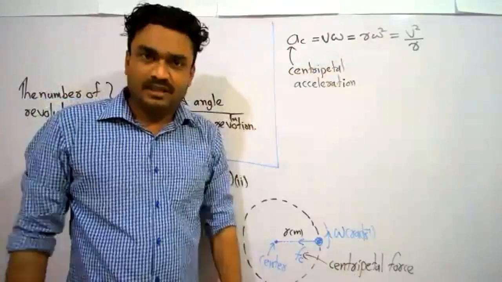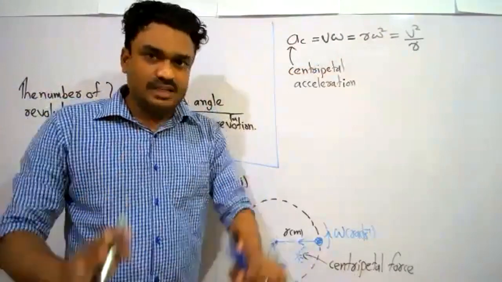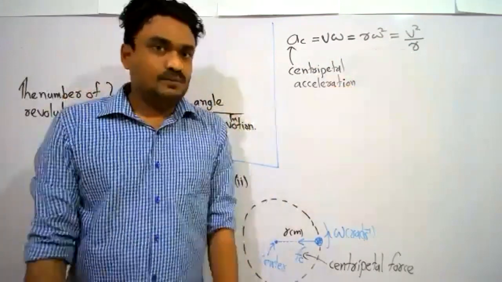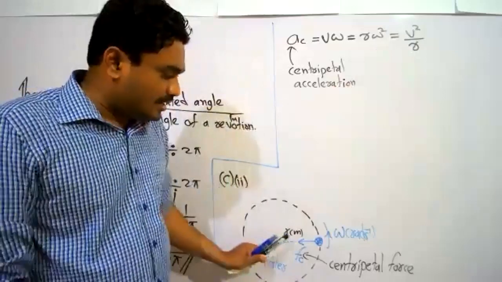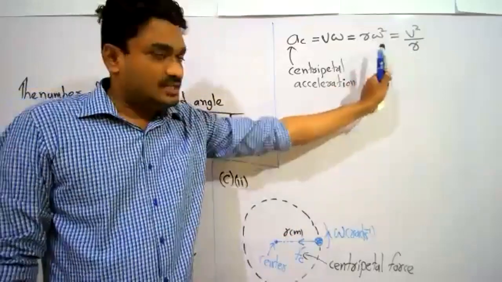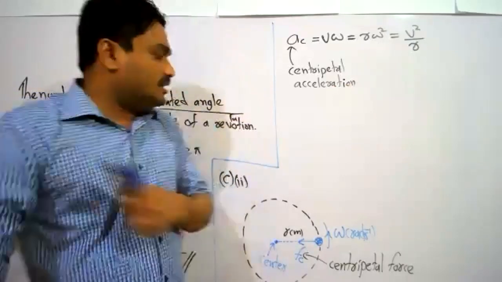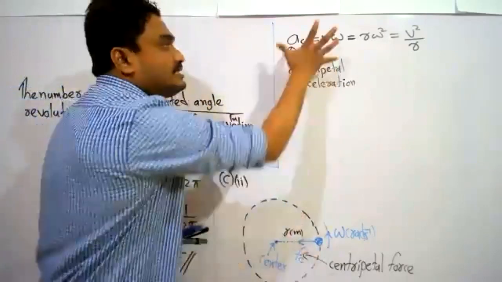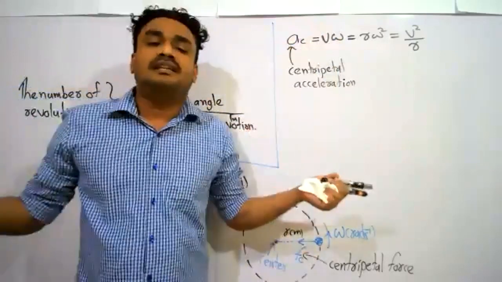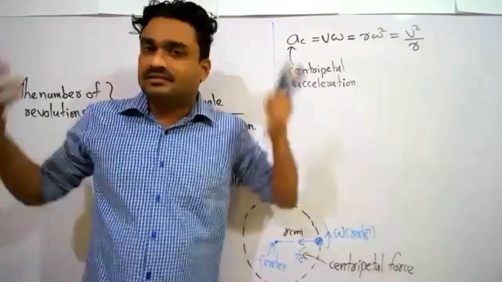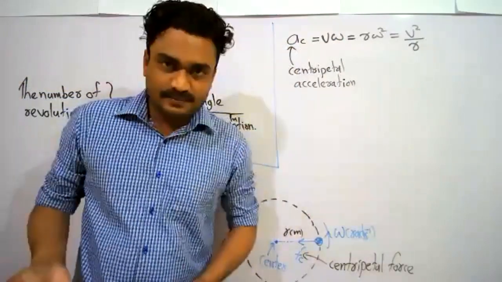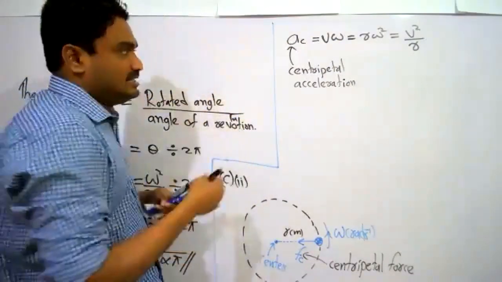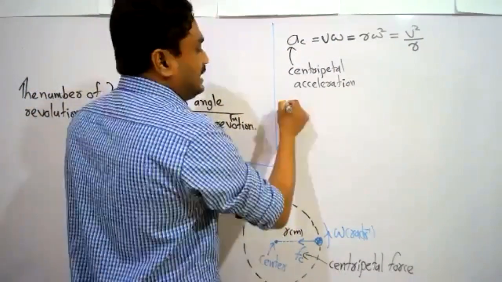Can you understand it here? The most widely used equation is V square over R, but here we cannot use it because they have given R and omega. Therefore, the best equation is R omega square. Now we want to obtain an expression for the centripetal force. This figure and this equation are just supporting details to help you get the answer. But what is the final answer?